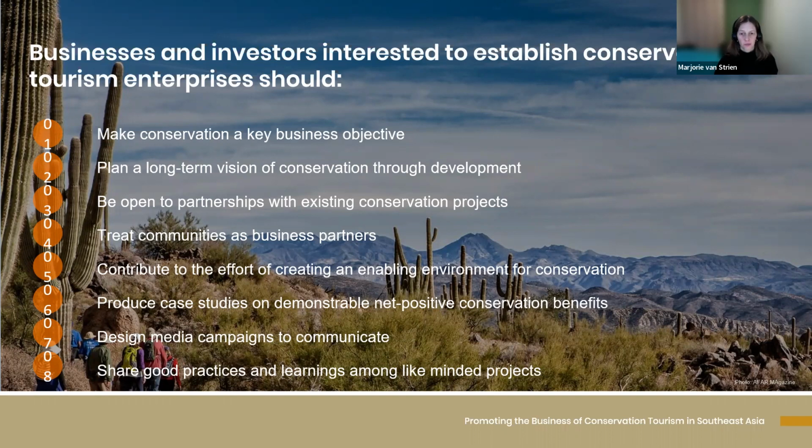the context. Where relevant, engage with all levels of government to strengthen the enabling environment for conservation. Produce case studies on the measurable net positive conservation benefits. Use media campaigns to raise awareness of the critical role of conservation tourism and the success stories. And finally, use or establish networks to share learning and good practices among conservation tourism businesses and projects.